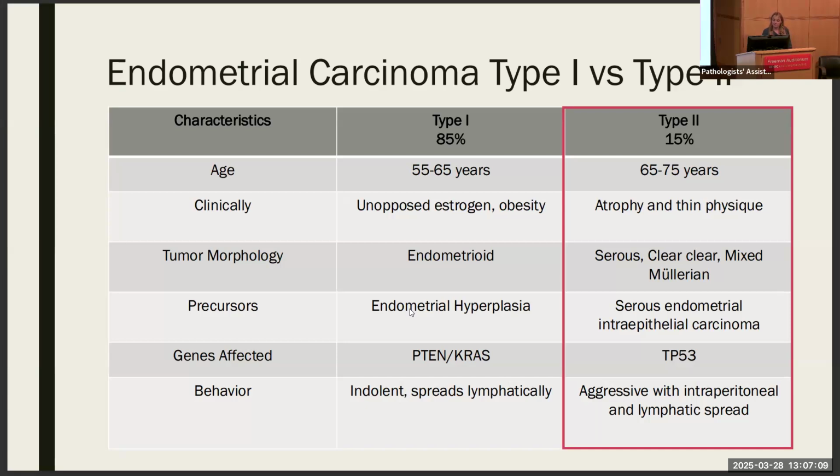it's given the opportunity. Type 2 only comprises 15% of endometrial carcinomas, and it happens about 10 years later than type 1. So we're looking at 65 to 75 years, and it arises in those with endometrial atrophy and a thin physique. The tumor morphology is serous, clear cell, and mixed Müllerian. Its precursor is serous endometrial intraepithelial carcinoma, and it is affected by the TP53 gene. Its behavior is really aggressive with intraperitoneal and lymphatic spread. I have it boxed in red here because that is the type that we will be addressing today.